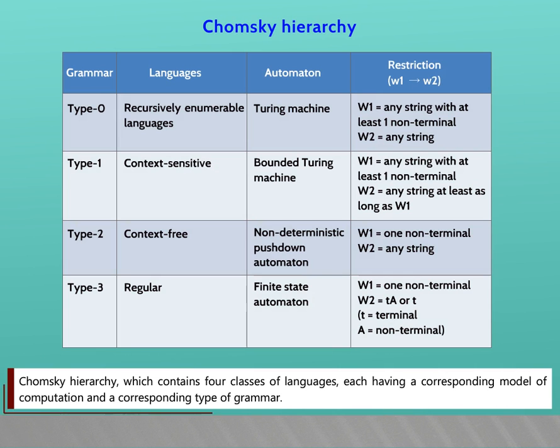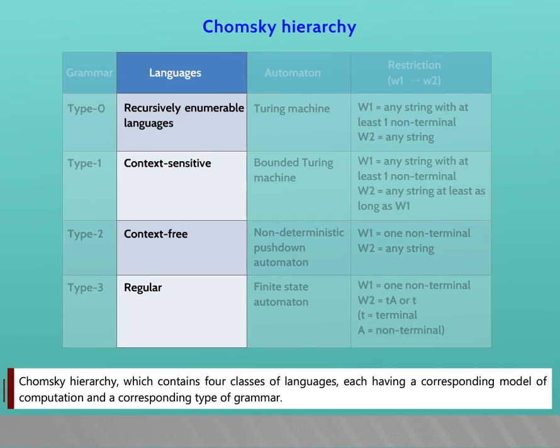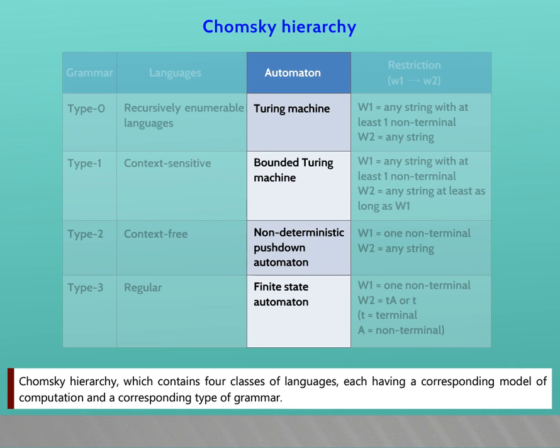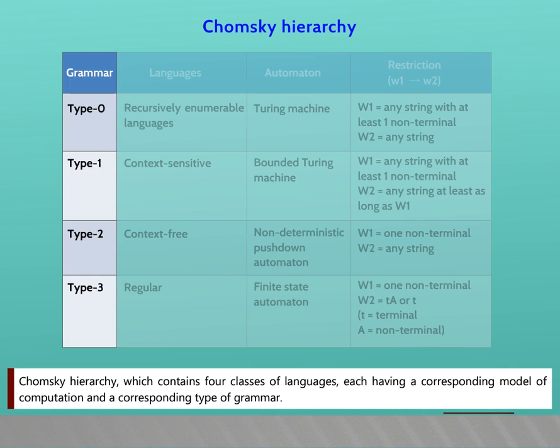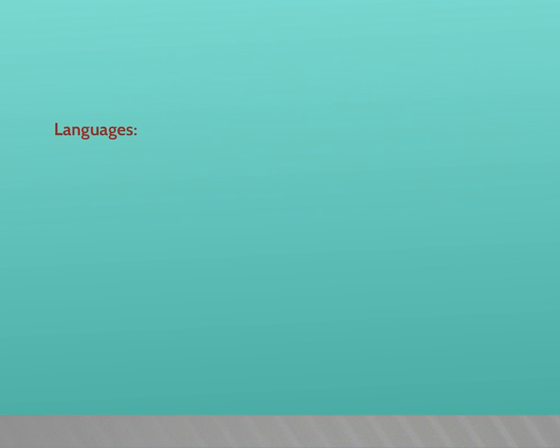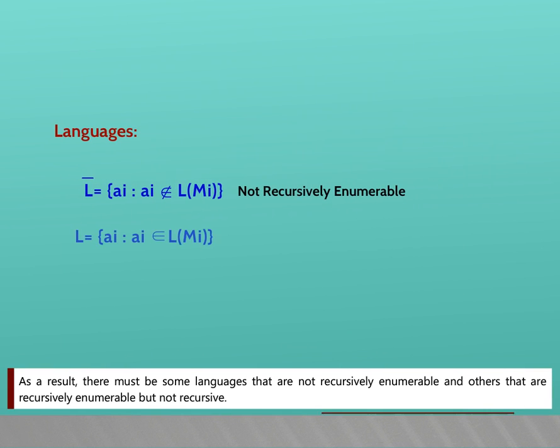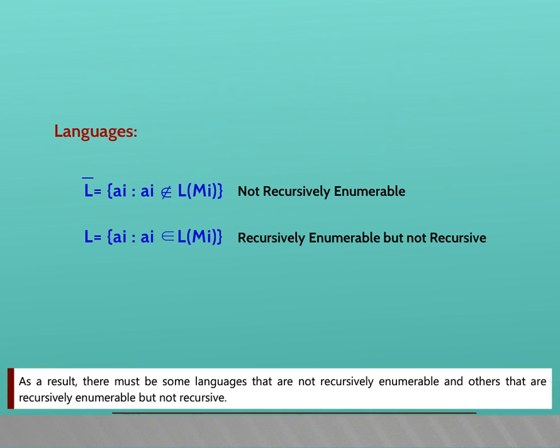Chomsky hierarchy, which contains 4 classes of languages, each having a corresponding model of computation and a corresponding type of grammar. As a result, there must be some languages that are not recursively enumerable and others that are recursively enumerable but not recursive.